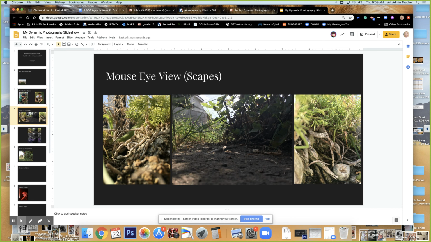This one, though, blew my mind. This was mouse eye view of scapes. And this is just an ordinary yard, but he got down low.